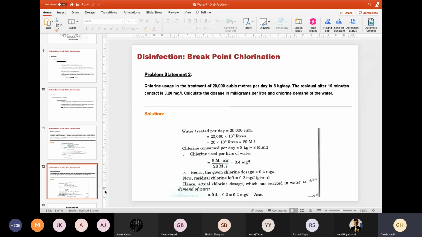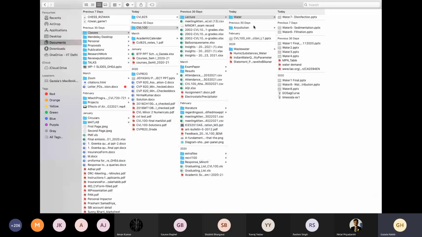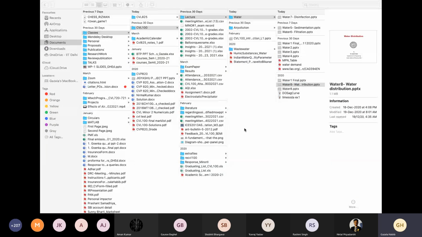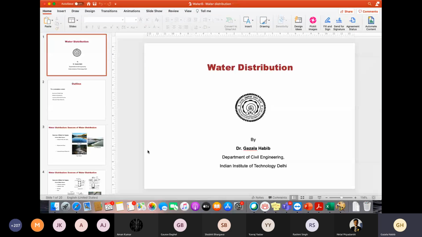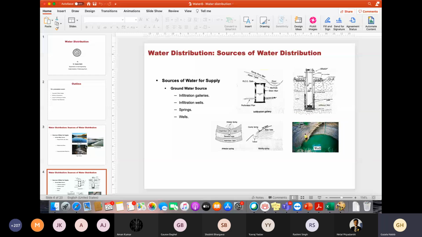Let me see if 1 minute. How many slides are there in water distribution system? If it's okay, maybe I will not be able to cover it. But let me start this.